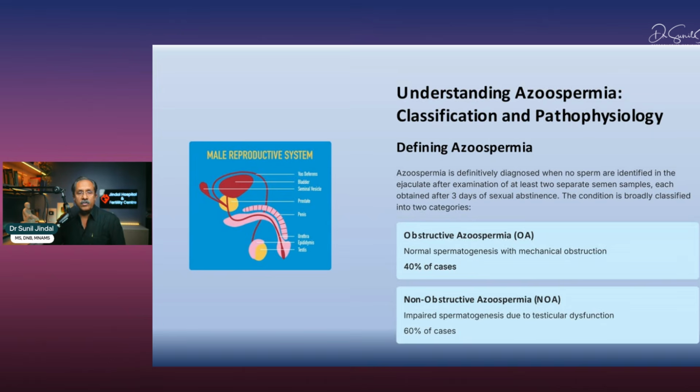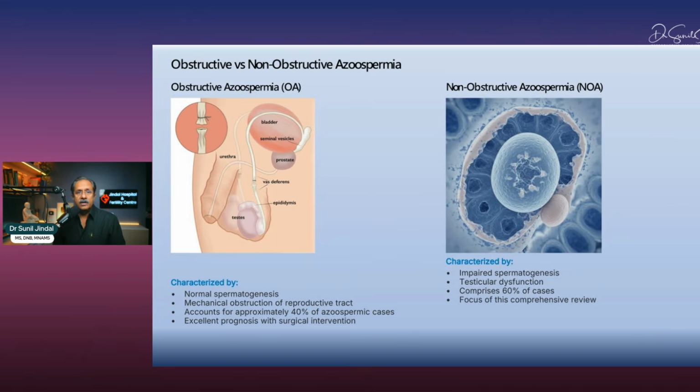Now, it's very important for us to define it, because if we don't define it, we won't be able to go in further. Now, what are the causes of obstructive azoospermia and non-obstructive azoospermia? So, obstructive azoospermia per se has a few characteristics. There is normal spermatogenesis, there is a mechanical obstruction in the reproductive tract, it accounts for 40%, and has good prognosis.